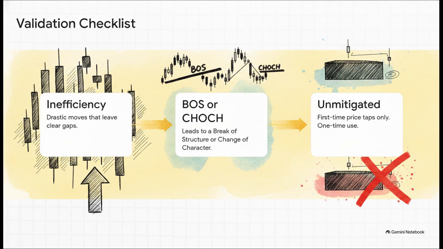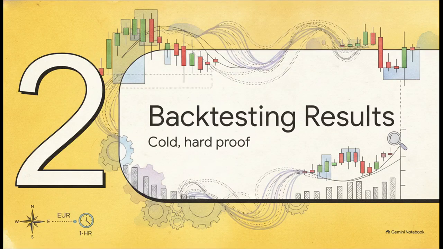And step 3, which is absolutely crucial, the zone must remain unmitigated. Order blocks are strict, one-time use zones. We only care about the very first time the price taps back into that area. If it's already been touched, we scrap it entirely. Moving right along to part 2, the backtesting results. Time for the cold hard proof.